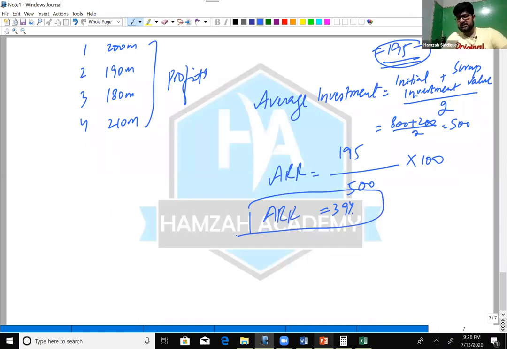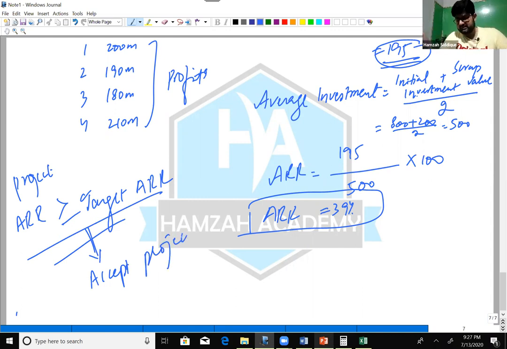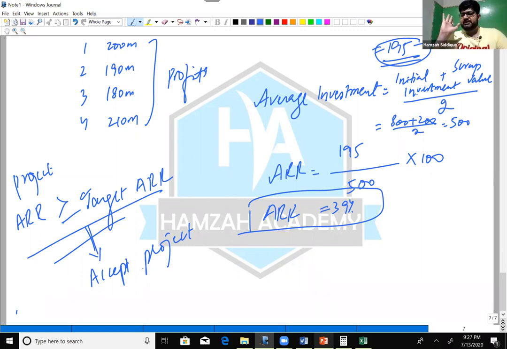Students, remember, companies decide, their boards decide normally, what is the criteria to accept a project. So they decide a target ARR. So if project ARR is greater than or equal to target ARR, accept project. Otherwise, if it is less than that, reject it. I hope it is clear to you people.